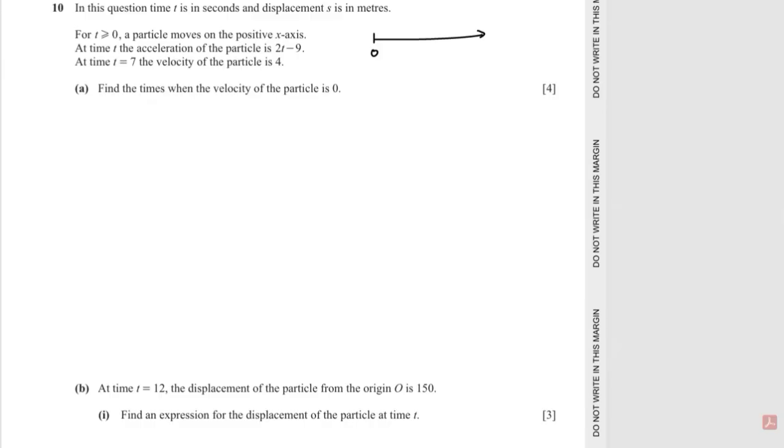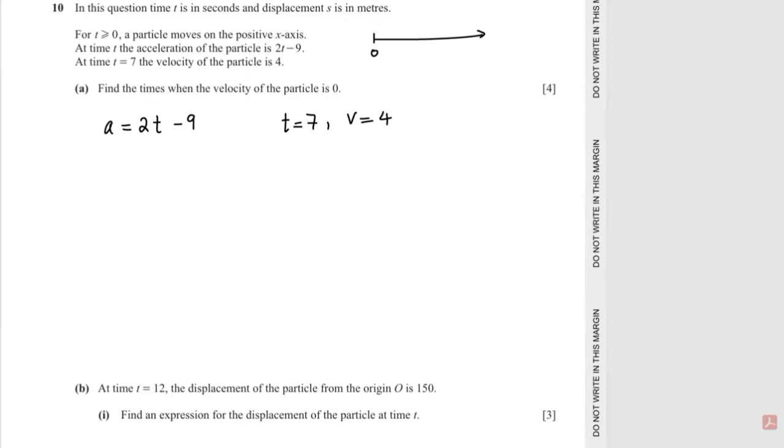It makes things simpler. Okay, so acceleration's expression is given, and this is a function of time. At t equals 7, the velocity of the particle is 4. So let's keep this boundary condition. These boundary conditions or initial conditions are later used to evaluate constants. Part A. Find the time when the velocity of the particle is 0.